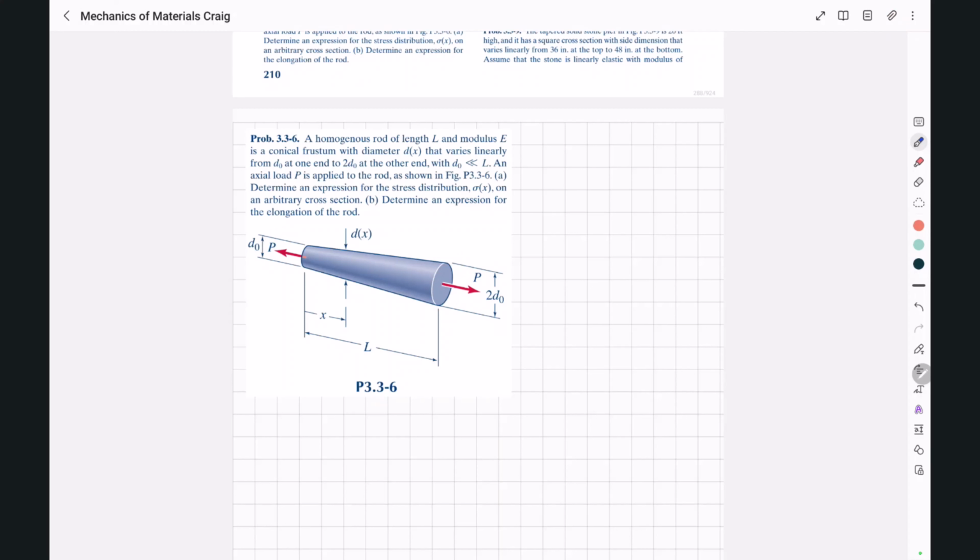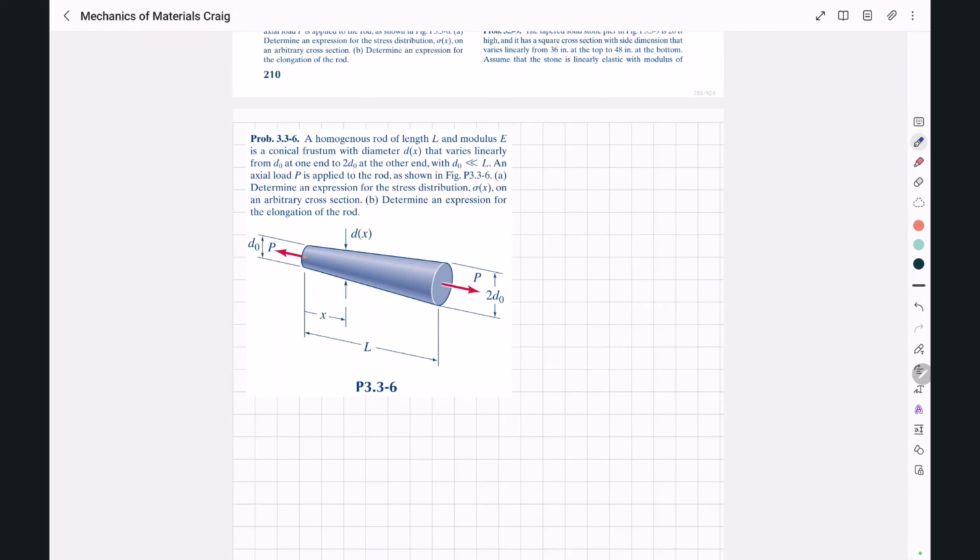Now the question wants us to determine an expression for the stress distribution on an arbitrary cross-section at a distance x from the beginning. And we also have to determine an expression for the elongation of the rod. Okay, let's start solving the question.